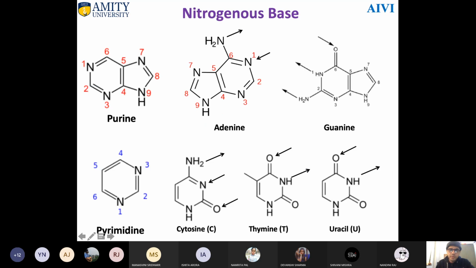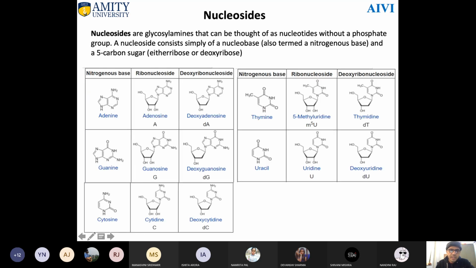So what are the names of your bases? Like this is adenine. If you add sugar, we are calling it adenosine. So you can simply say that to the adenine, you are going to add osine with it. Adding osine makes you adenosine.